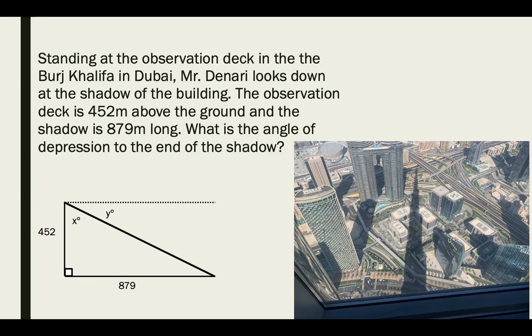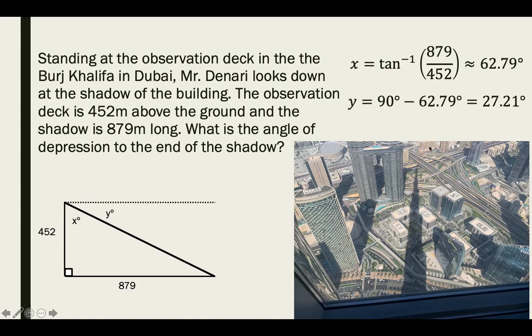879 is opposite X, 452 is adjacent to X. So which inverse trig function should we use? We should use tangent. We do tangent inverse of that ratio. We get an angle for X. Angle X plus angle Y is going to be 90 degrees. This is a right angle right here because this is a horizontal line to the ground. And so if we do 90 minus 62.79, we get our answer. So the correct answer here, the angle of depression, I'm looking down at an angle of 27.21 degrees.